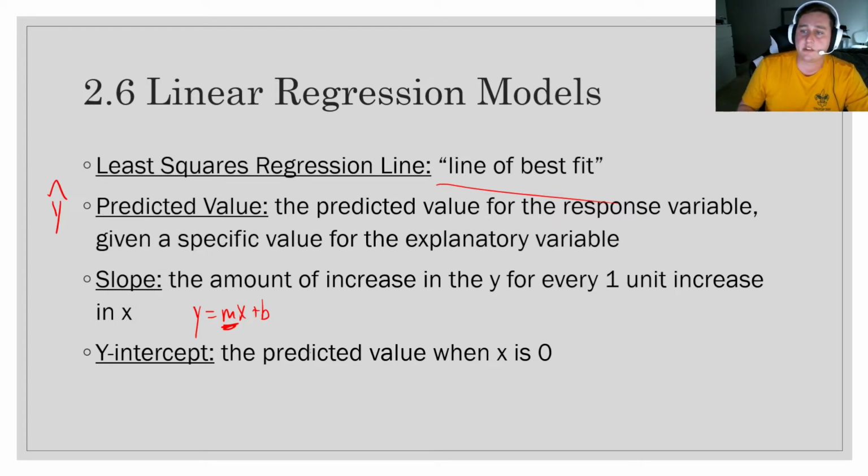The y-intercept is the exact same thing, but it's the predicted value specifically when x is 0. Because of this little multiplication here, m times x, if x is 0, this whole thing is 0, so you're just left with the y-intercept. Therefore, anytime x is 0, you have the y-intercept left over.